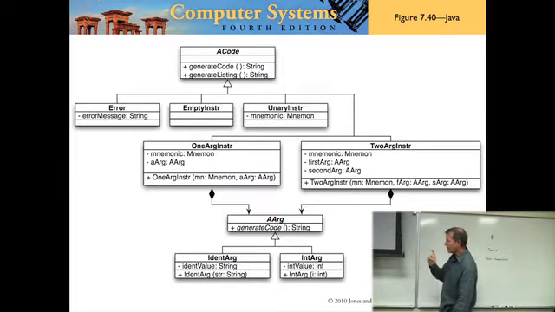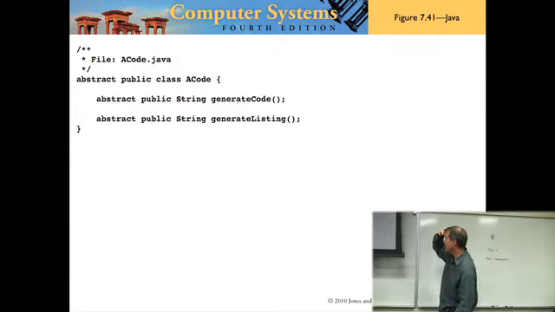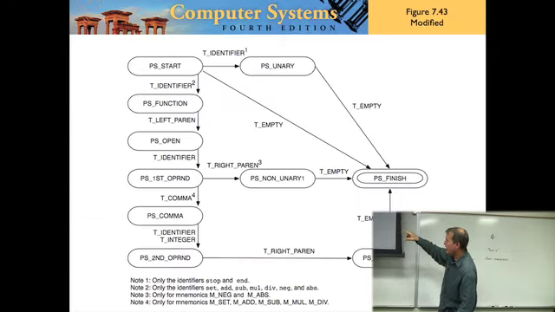All right, now comes the crucial thing. Then we went through this code for the abstract code. Now, this figure 7.43 is modified from what's in the book. Sorry, not a UML diagram. It's a finite state machine for the parser.